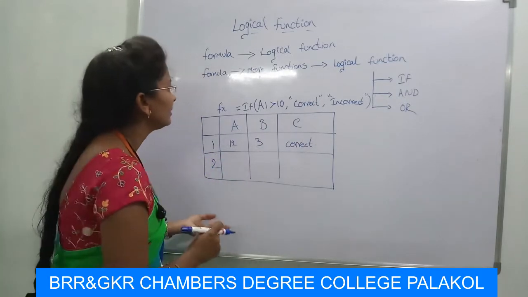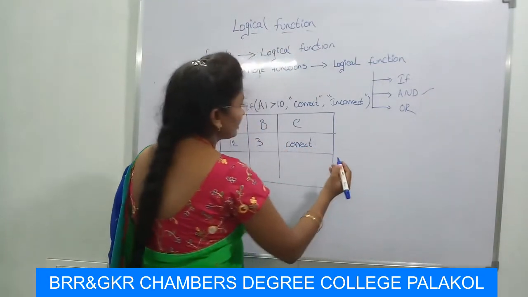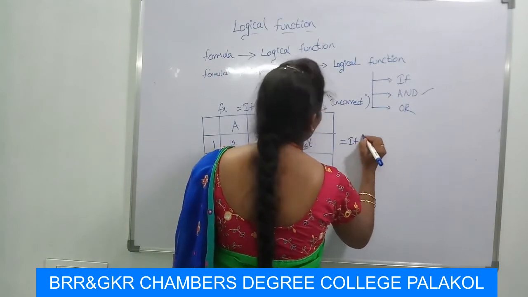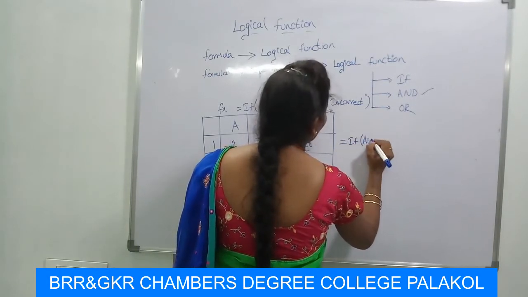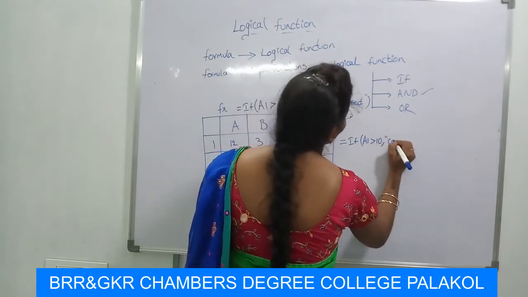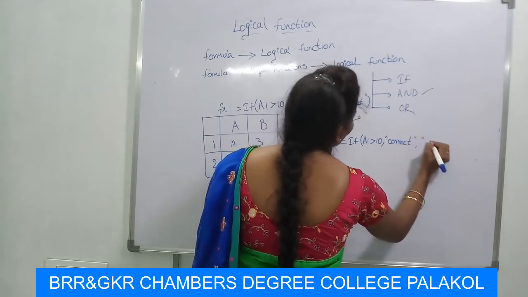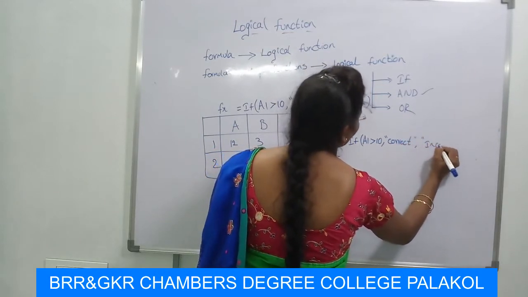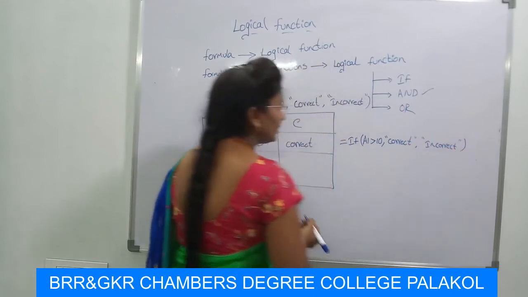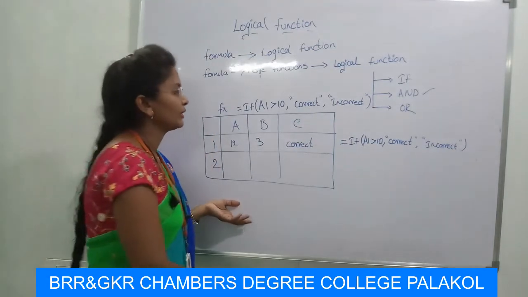For reference, here I am writing the formulas. Here: A1, if A1 is greater than 10, "correct", and "incorrect". Bracket close. This is the formula for the IF function, and we have to write the formula for the AND function.